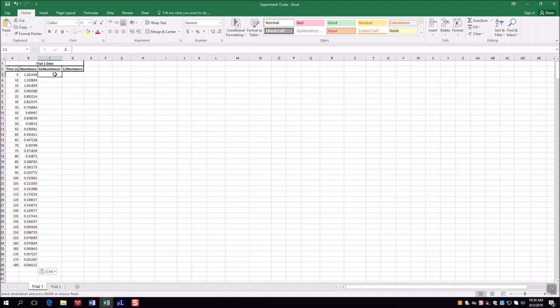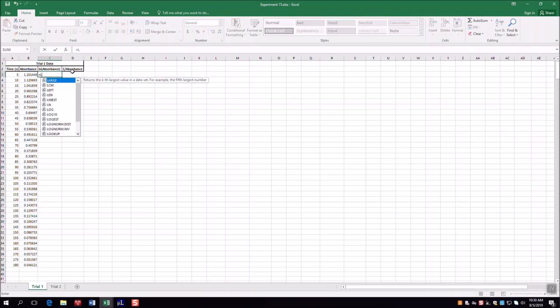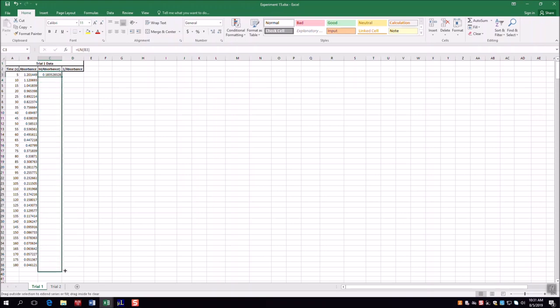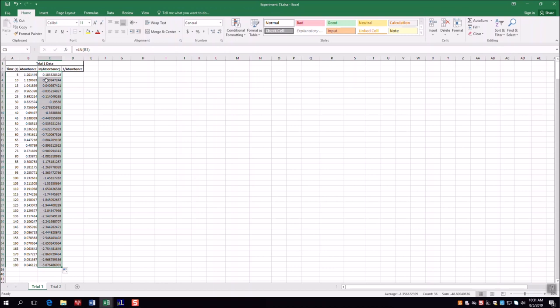Now, for the rest of this, we're going to need our ln of absorbance and our 1 over absorbance values, so we're going to have Excel fill those in for us. So I'm going to do equals ln, because that's how you get Excel to do the ln, and I'm going to choose my absorbance because I want to do the ln of my absorbance. I close my parentheses, I hit enter, and now I have my ln of absorbance. If I just drag this down, Excel will go ahead, and if you look, for each of these, it'll do the ln of the value immediately to its left.